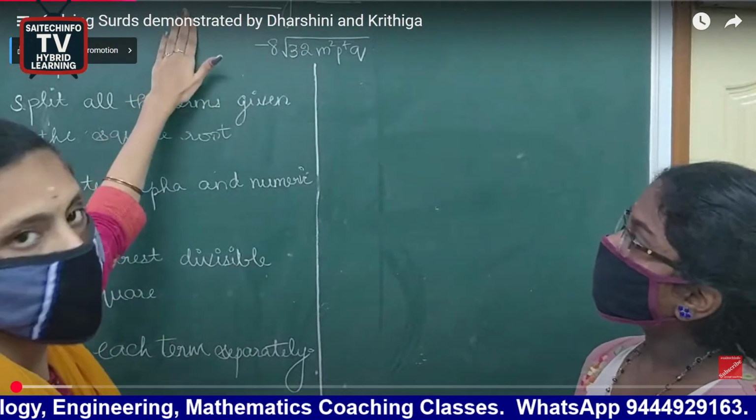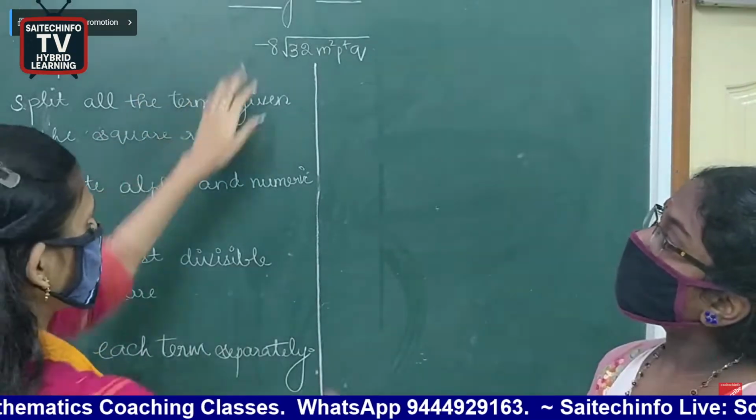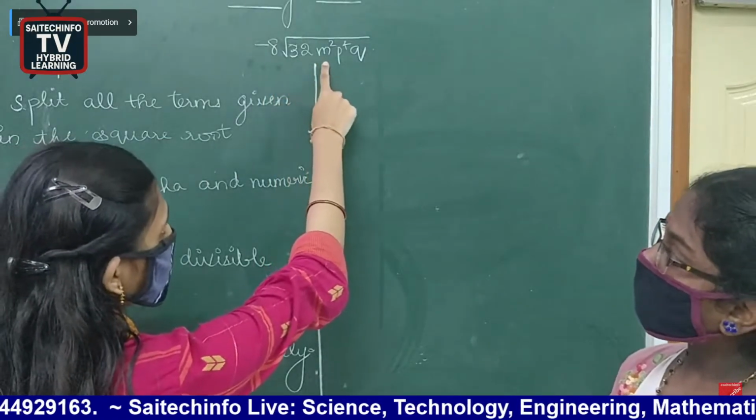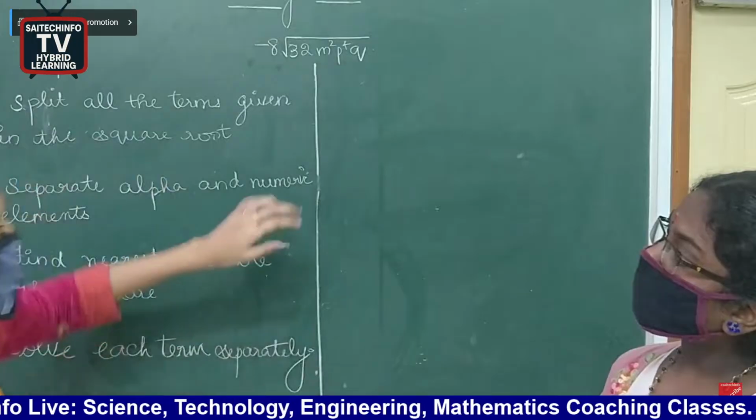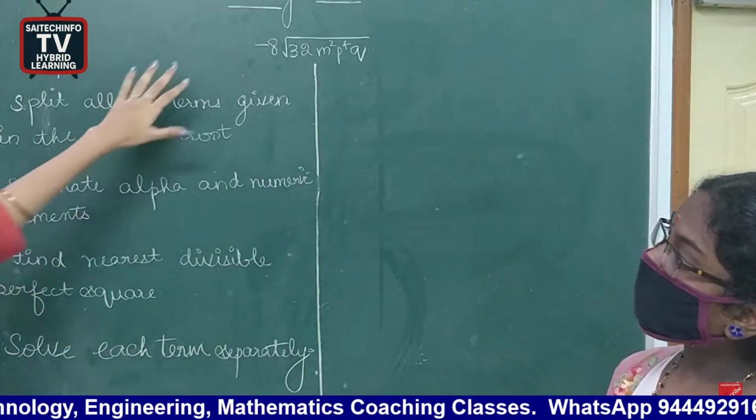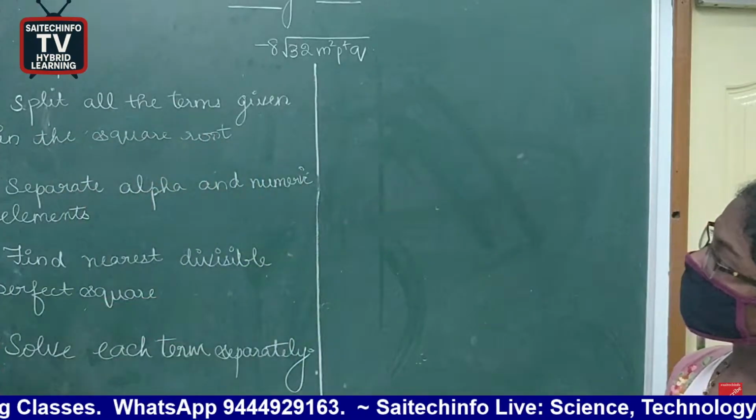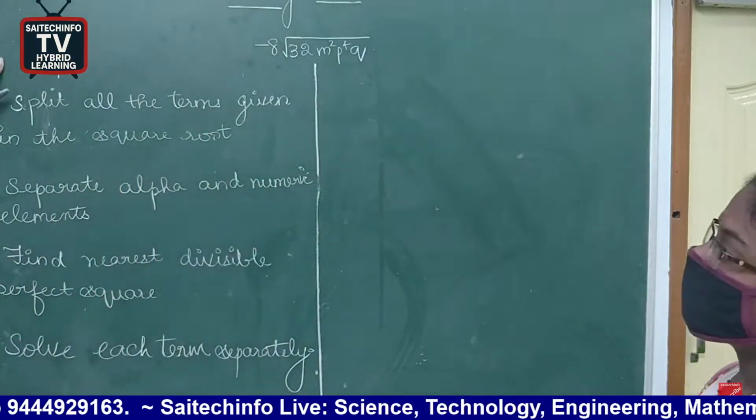Today we will be discussing surds. So let us take up an example: minus 8 whole root of 32 m square p power 4 q. So let us see the steps involved to solve this problem, and let us solve this simultaneously. Let us see the steps first.